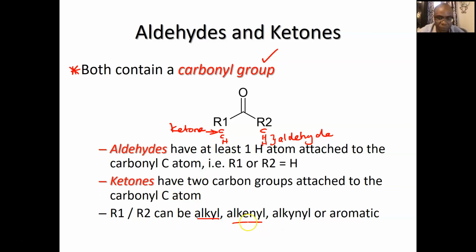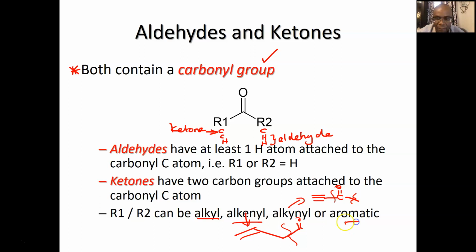Double bond alkyl groups, we call them alkenyls, for example. If that's a substituent to the carbonyl, that's an alkenyl because there's an alkene in the alkyl group. Or alkynyl, where probably you have a triple bond to a carbon containing a carbonyl.